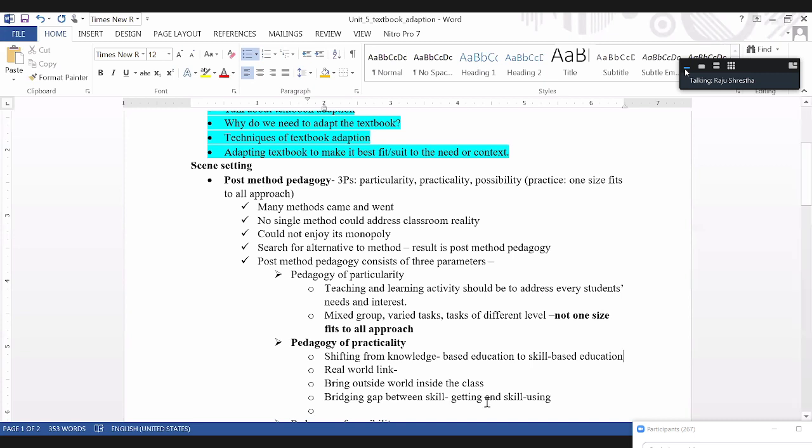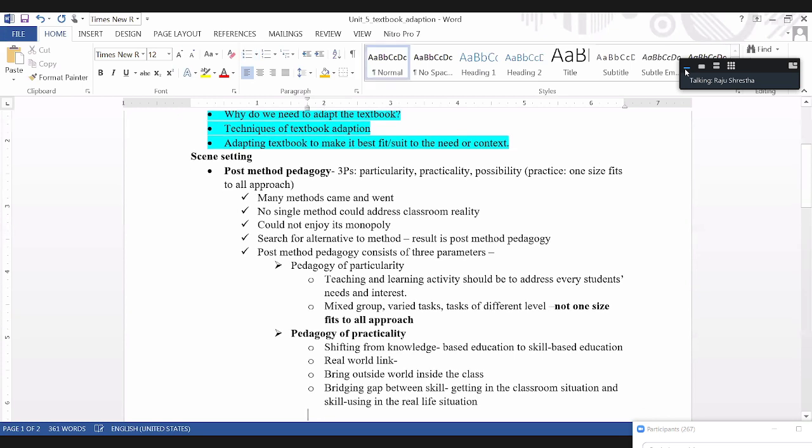Skill getting where? In the classroom situation. Skill getting in the classroom situation and skill using in the real life situation. So this kind of gap should be bridged in English language class. So this is what practicality is. व्यवहारिक ज्ञान दिन पर्यो के हैन, हामीले सैद्धान्तिक कुराहरू दियौं, अब व्यवहारिक ज्ञान दिनुपर्छ.